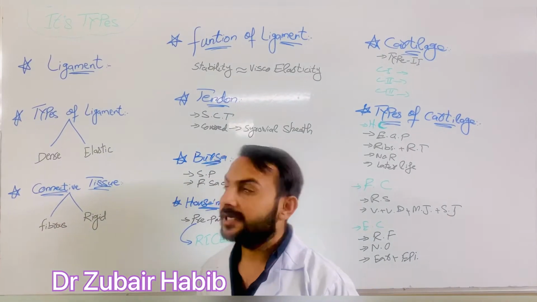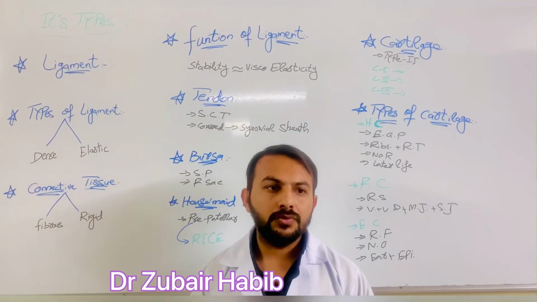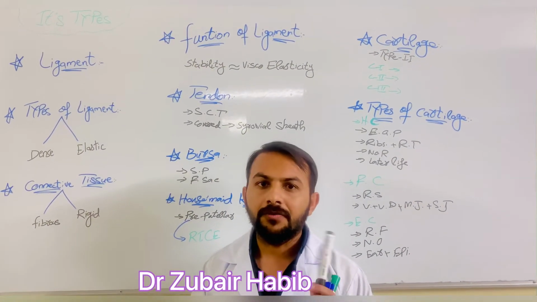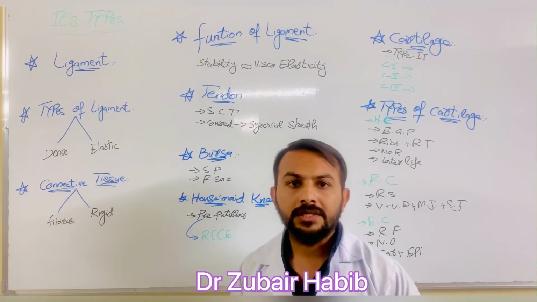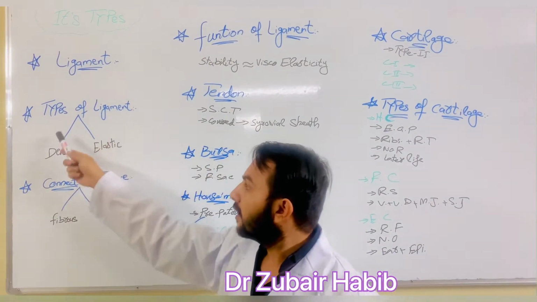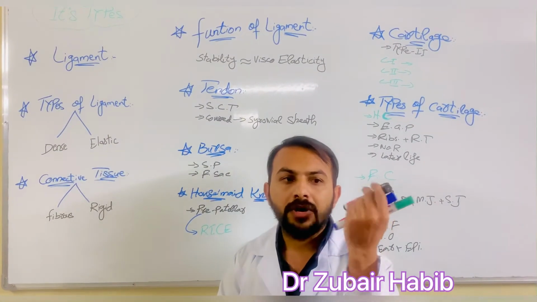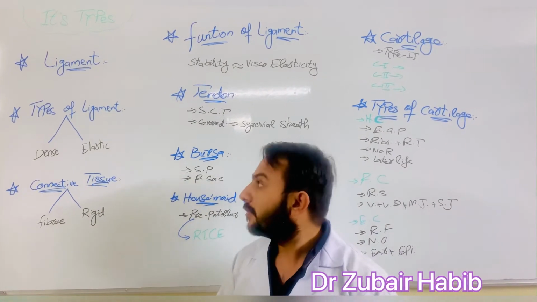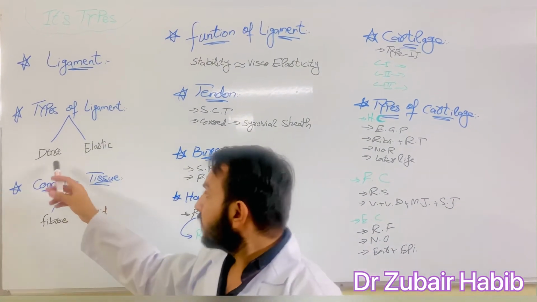Now I will explain the ligaments. What are ligaments? A ligament is a fibrous connective tissue that holds two bones together. It is made of type 1 collagen. Next are the types of ligaments. How many types of ligaments are there in our joints? There are two types: number one is dense and number two is elastic. The dense type is present in the elbow and hip joints, but the elastic type is present in the ear, vertebrae and fats.